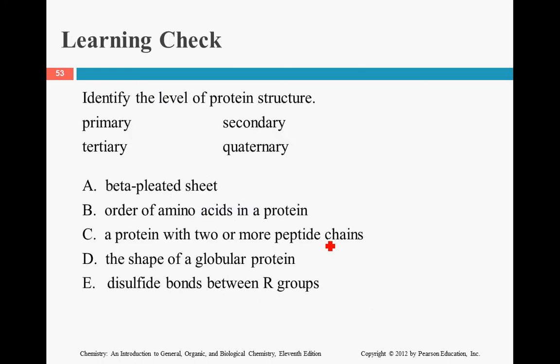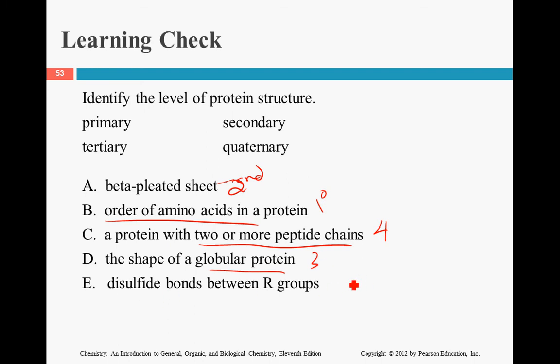So, beta pleated sheet, that's at the secondary level. Order of amino acids, that's at the primary level. Protein with 2 or more peptide chains, that's the quaternary. The shape of a globular protein, that's tertiary.